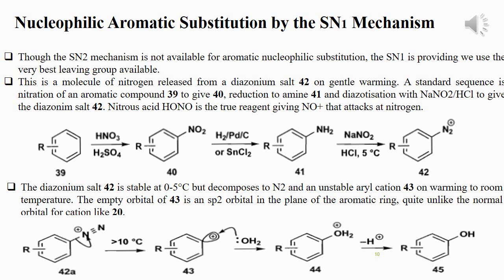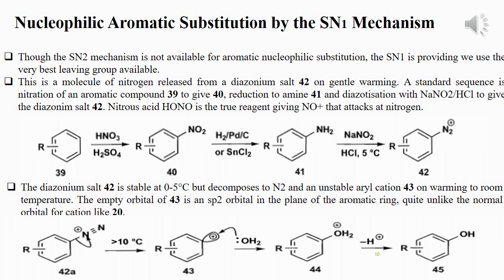Though the SN2 mechanism is not available for aromatic nucleophilic substitution, the SN1 is available, and we use the very best leaving group available. If there is a very good leaving group, it can leave and a positive charge will be generated on the aromatic ring.